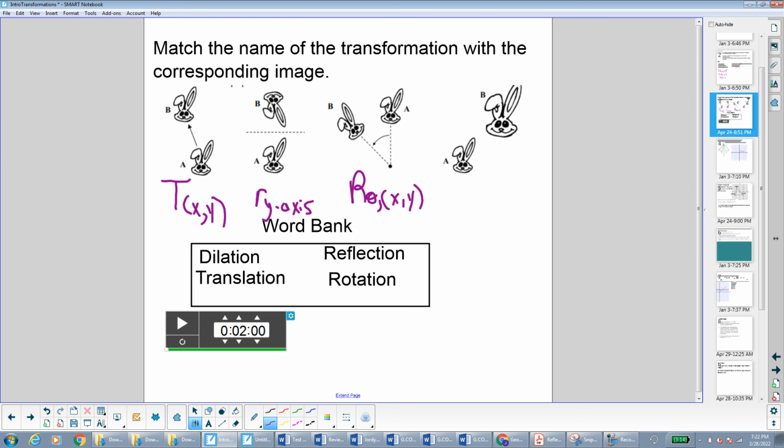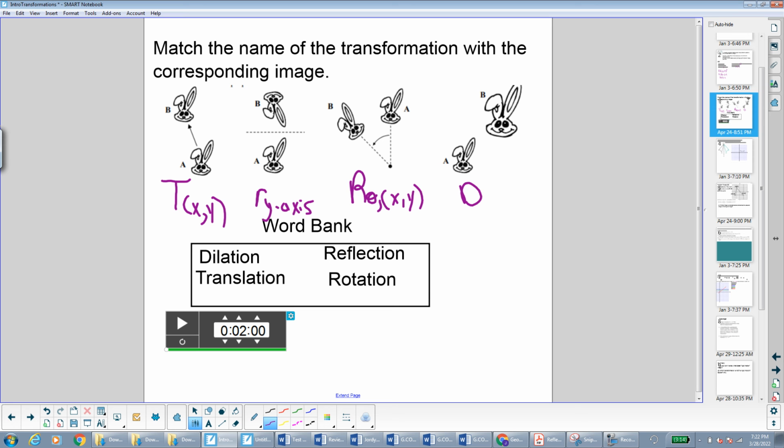And then finally, we have a dilation for the last image. A dilation means making something bigger or smaller. So the bunny here was made bigger from the pre-image to the image. So that would be a dilation, which we indicate as capital D.